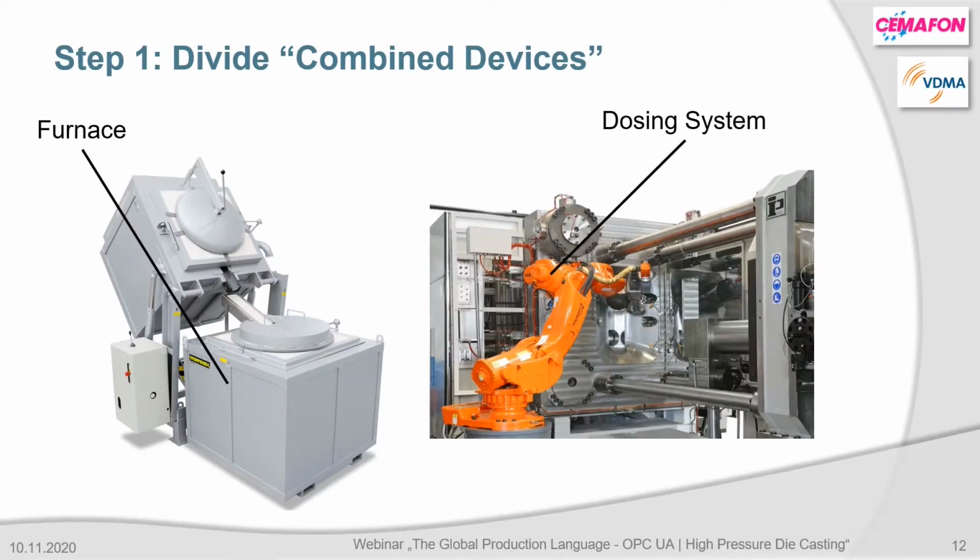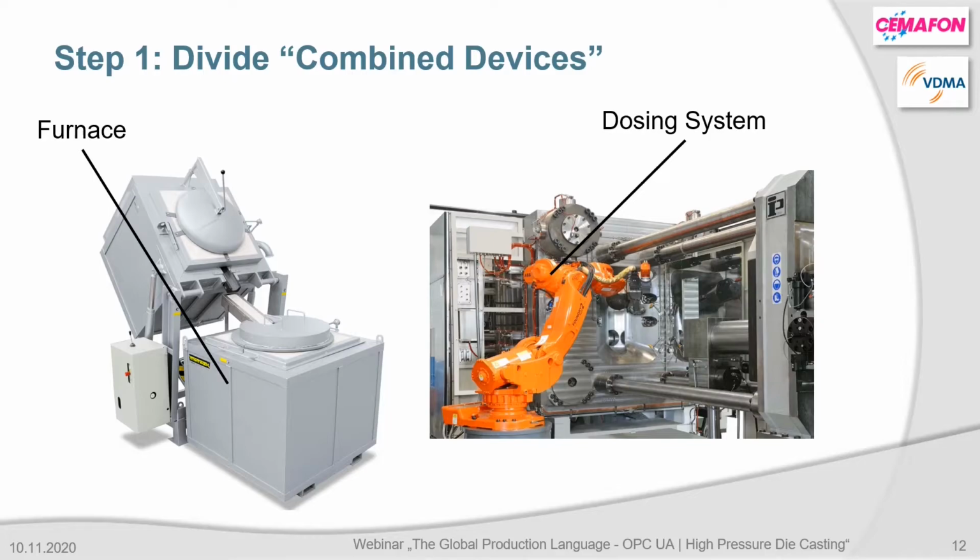And to make it even worse, there are different combinations here, like you can see here. In a high-pressure die-casting cell, sometimes these combined devices are already separated. So we have a robot system here with a ladle that is realizing the dosing. On this side, we have a furnace system. But for this, we have to do standardization.